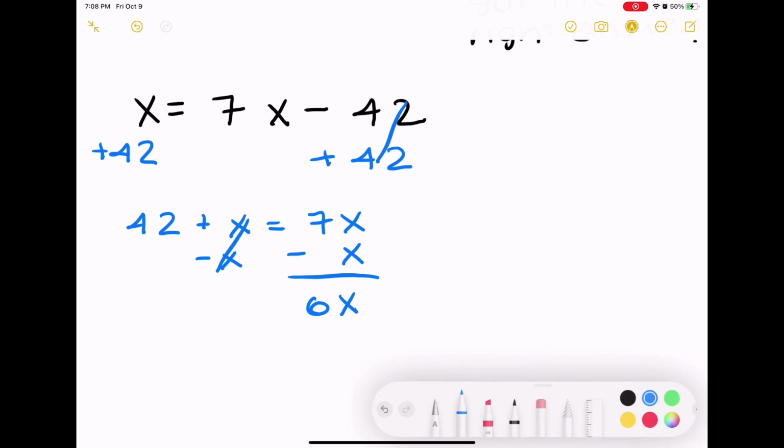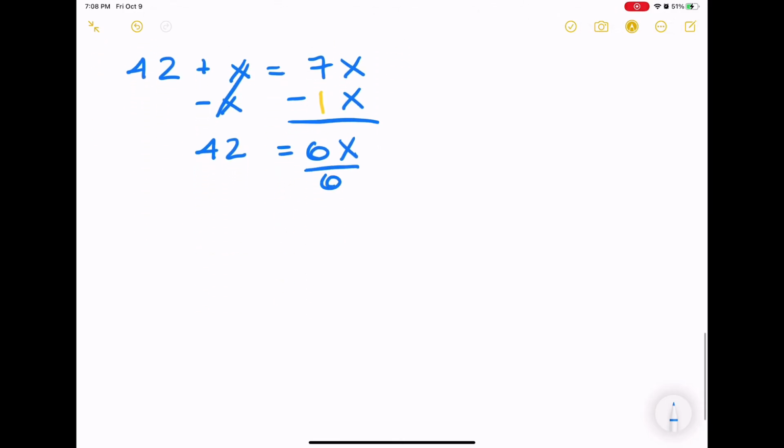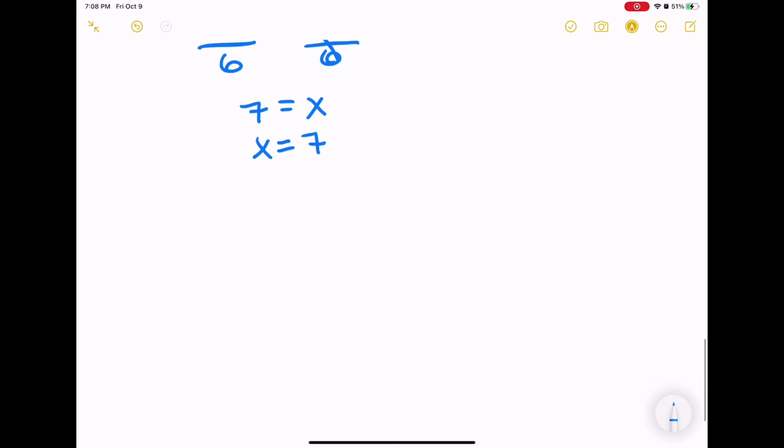And here, I'm just actually going to draw the invisible one for you in case you need that reference. And remember, we're subtracting the coefficients, which is the number before. Now we're going to divide each side by 6 as we did in the practice problem. 7 is equal to x, x is equal to 7, same thing.